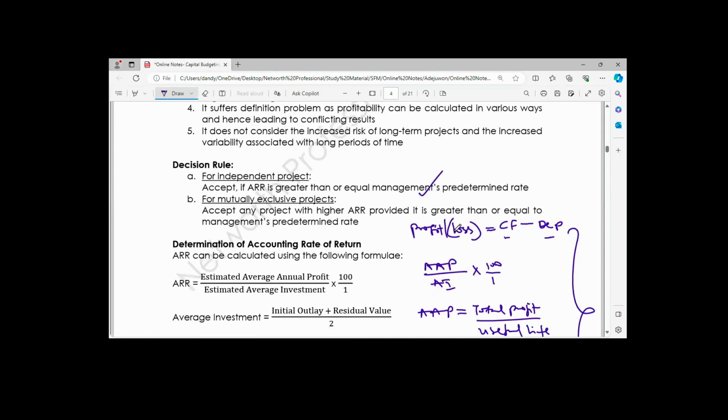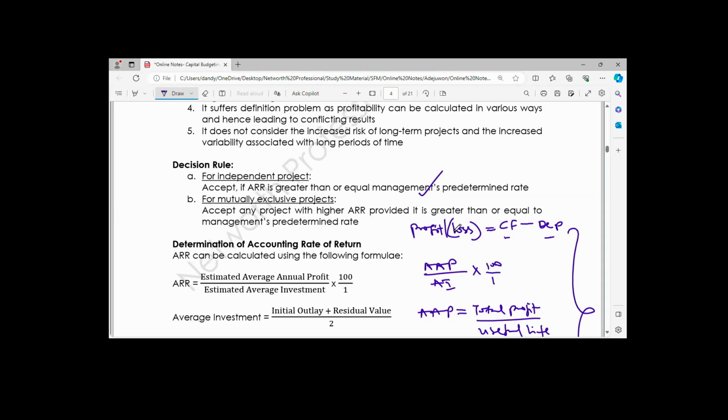There is something you should notice in these non-discounted cash flow methods, payback period and accounting rate of return. You will notice that our calculated figures are benchmarked against the management predetermined numbers. Whenever you are using a non-discounted cash flow method, either payback period or accounting rate of return, your calculated numbers should be compared with the management predetermined numbers.